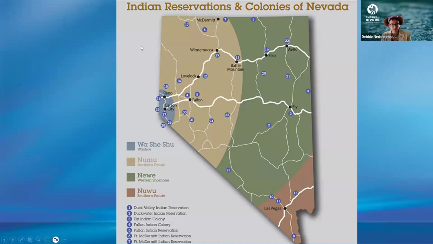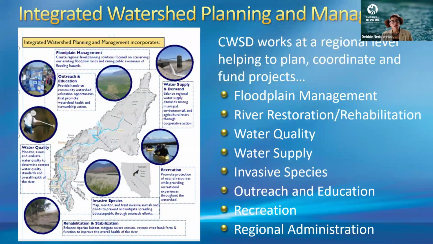Next slide, please. So when it comes to all of our integrated watershed planning and management, it's all together. So when I'm working on floodplain management, I'm also thinking about water quality. I'm also thinking about water supply. I'm thinking about noxious weeds. I'm thinking about recreation, thinking about river rehabilitation projects and bank stabilization. So it's all interrelated. And Brenda and I started talking about how we could visualize this.